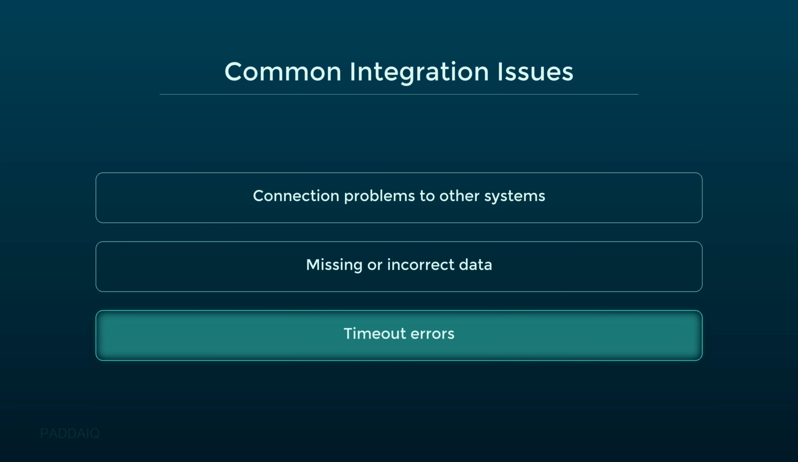Timeout errors. This occurs when a connection between systems takes too long to respond and is automatically cancelled. For example, an integration trying to fetch customer data from a slow, external server might be cut off before completing. Always check network latency and processing times on target systems to prevent these interruptions.